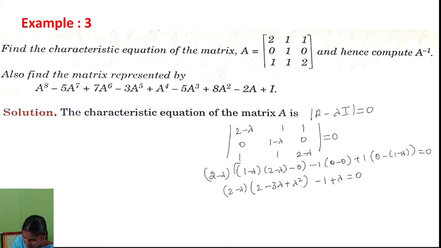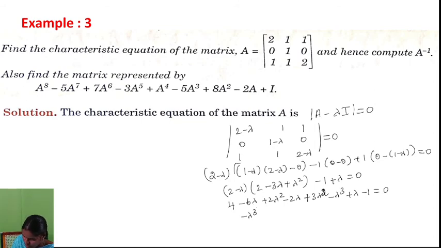First we have to multiply this equation by 2. 2 twos are 4, minus 6 lambda plus 2 lambda square. Next, minus 2 lambda, minus into minus 3 plus 3 lambda square, minus lambda cube plus lambda minus 1 equal to 0. Simplify these terms, what do we get?